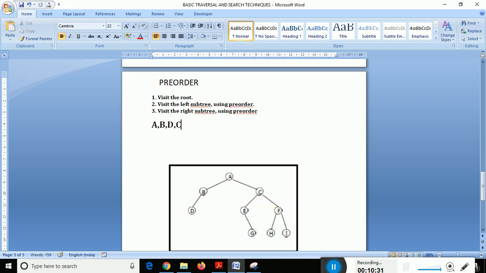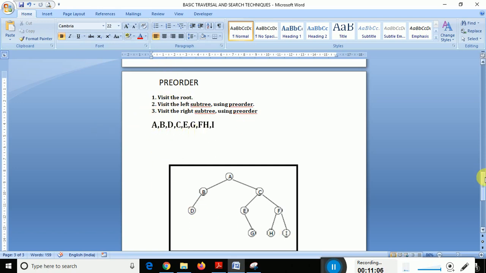C is the root. After that we'll come here, this portion, that is the left subtree. Which one is the root? E is the root. Next, left part is not there, then we'll move to the right part, that is G. This is completed. Next we'll go here, we'll see which one is the root. F is the root. Then we visit H. Then the last one is I, we have visited. So this is how preorder works.